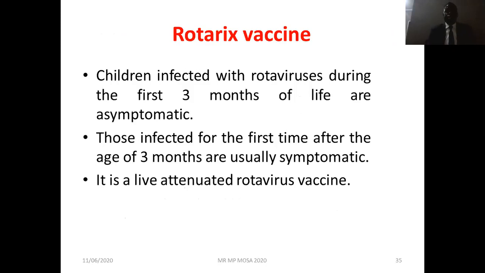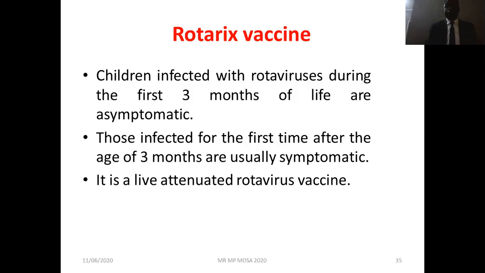Rota vaccine. Children infected with rotaviruses during the first 3 months of life are asymptomatic. Those infected for the first time after the age of 3 months are usually symptomatic. It is a live attenuated rota vaccine. So the rotavirus normally manifests after 3 months of birth. So this is in most cases symptomatic to these children.